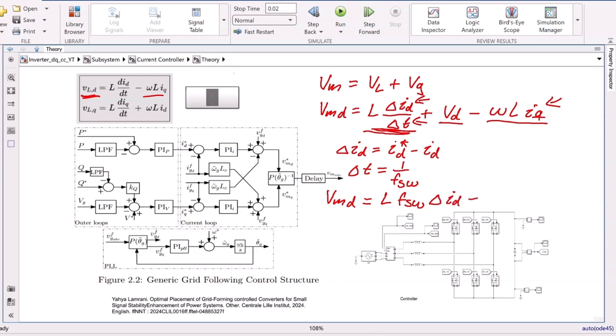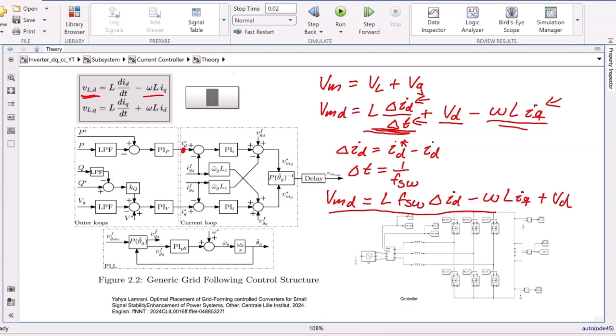And then we also need to subtract the other things, like this one, and add the grid voltage. So this equation here is basically what we add into the block diagram. So you can see that here we have, well, first I need to say one thing.